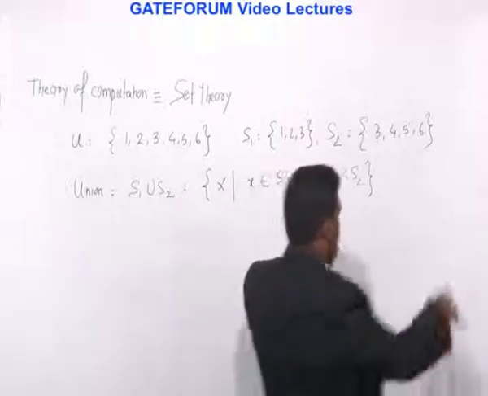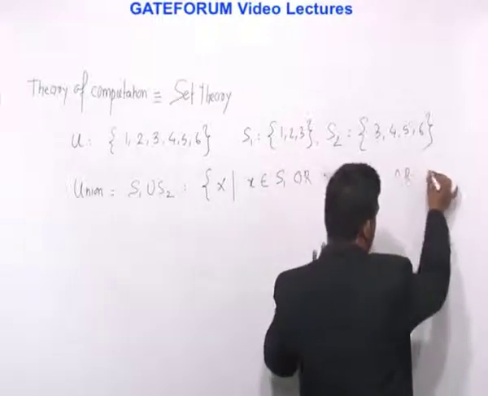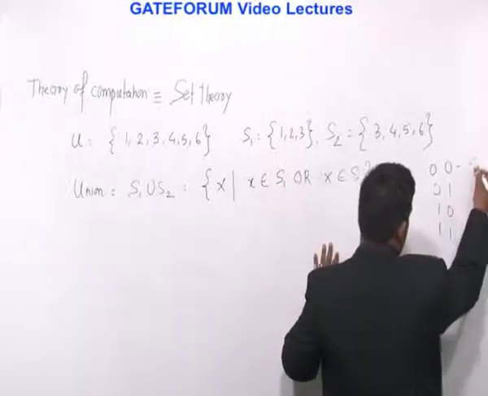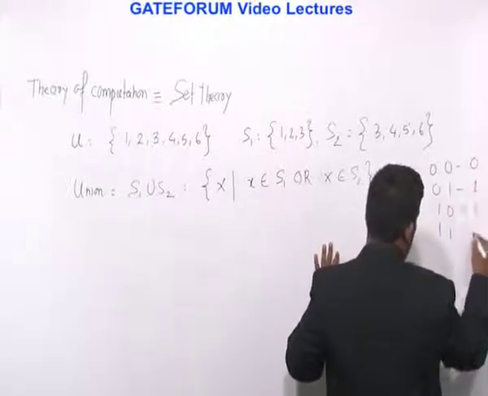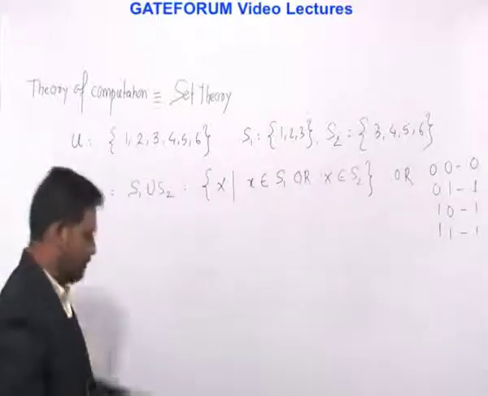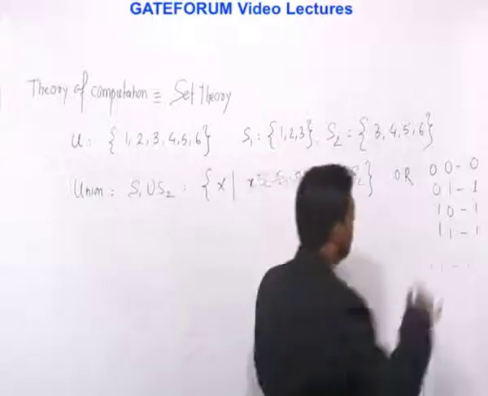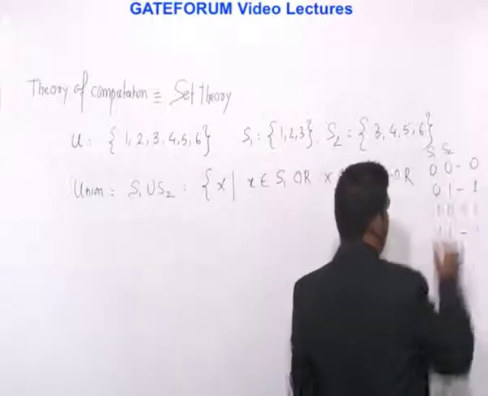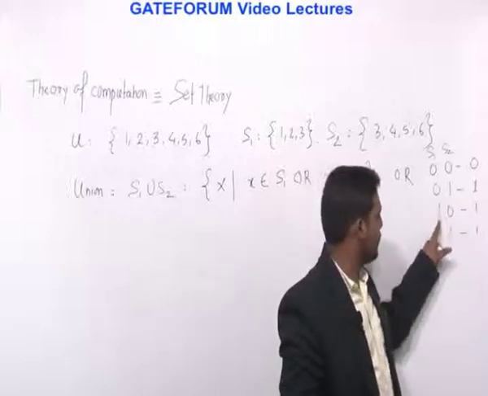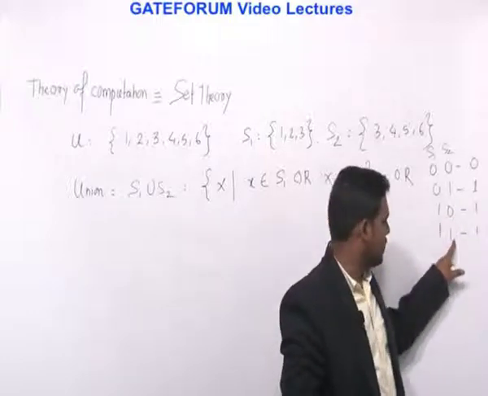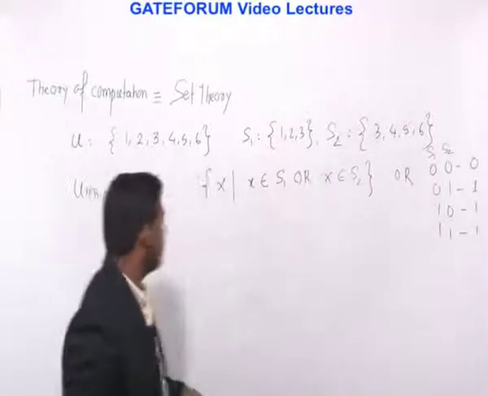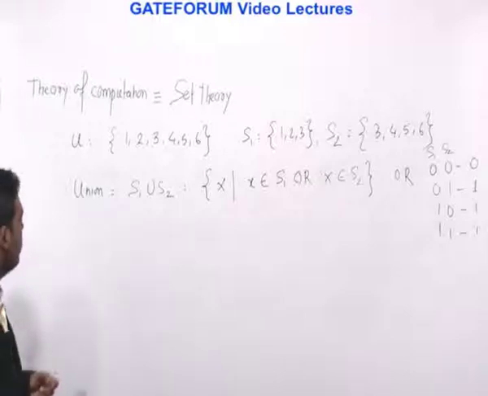OR. And how OR works is again a very trivial thing: 0 0 0, 0 1 1, 1 0 1, 1 1 1. So an element will be part of the union when it is part of S1 and S2, or when it is not part of S1 but part of S2, or part of S1 but not part of S2. It participates, or it's an element of both. So the connective here in this case is OR.